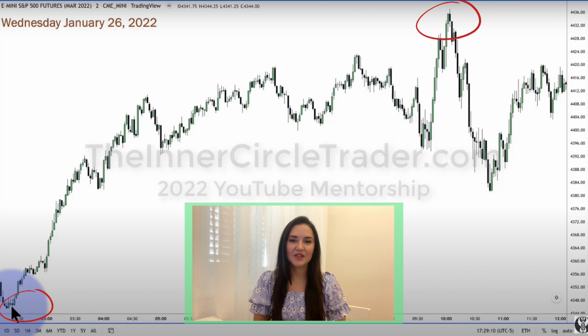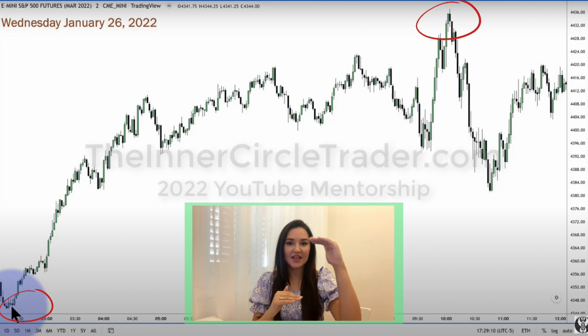Now, step 2 is to find the equilibrium. The equilibrium is simply the midpoint of the range of that day, and we can find it. ICT also uses the Fibonacci retracement tool, and in the PDF you are going to have a screenshot of where to find it on TradingView if you don't already know. It simply means, from the lowest point in price to the highest point in price, what is the mid-range.